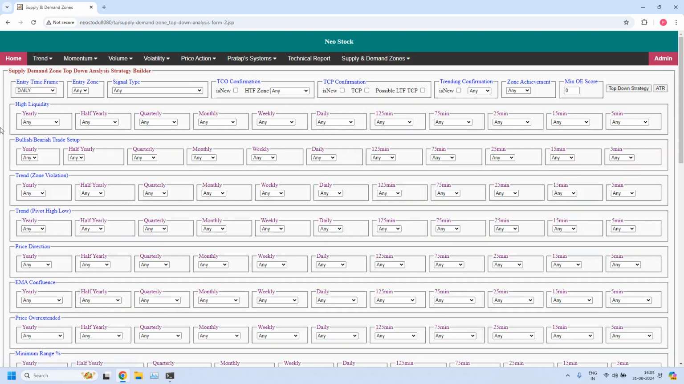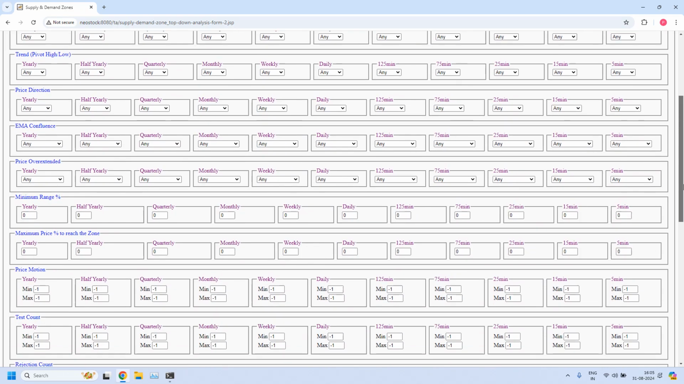Next income trade is hourly income trade. Hourly income trade bullish trade setup. Entry time frame is 5 minutes. Entry zone is a demand zone. Bullish trade setup. In bullish or bearish trade setup at 5 minutes I am selecting bullish. The 5 minutes demand zone should not be pierced.